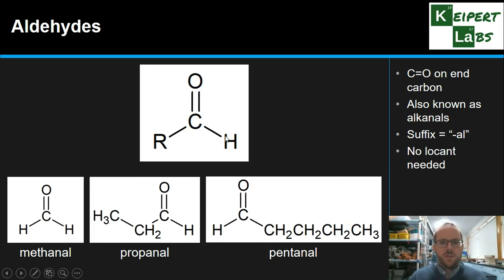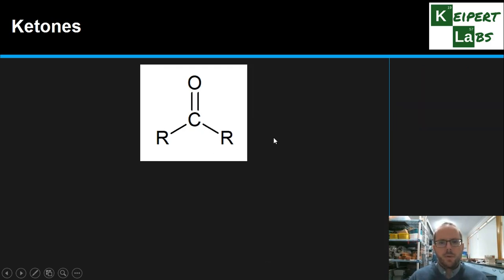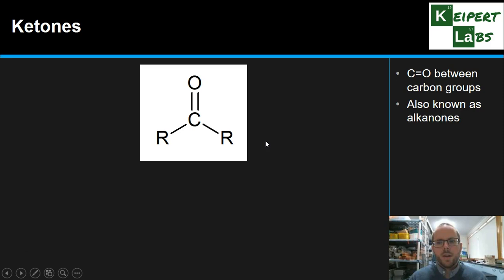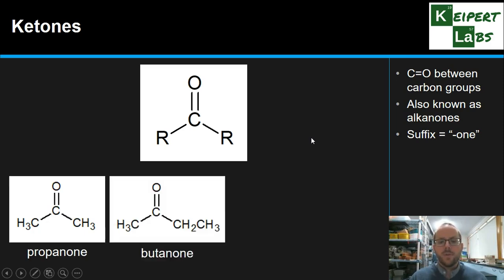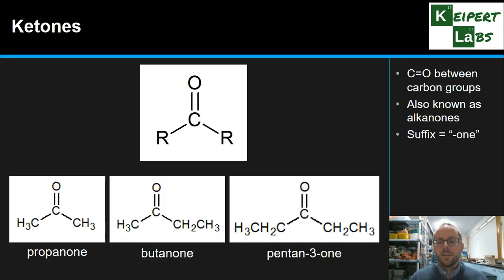But what if this is not a hydrogen? Well, that's where we form compounds we call ketones. You can see that both of these are carbon groups. They could be the same size, they could be different sizes, they could be very big, they could be very small. It doesn't really matter. The idea is that neither of these is a hydrogen. They're both carbon groups, so that makes it a ketone. Ketones are more accurately known as alkanones by our IUPAC rules. So we have the suffix "one" at the end, whereas aldehydes had "al". We can see we've got propanone, butanone, and pentan-3-one.